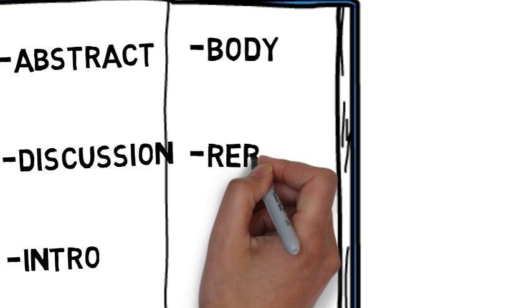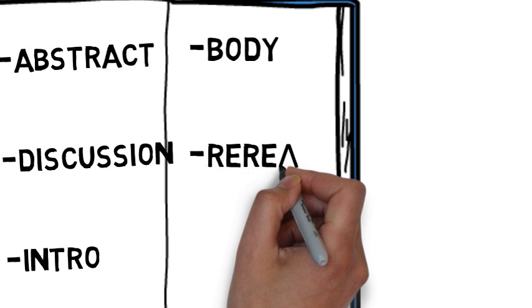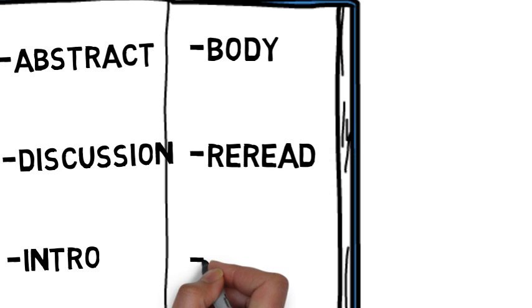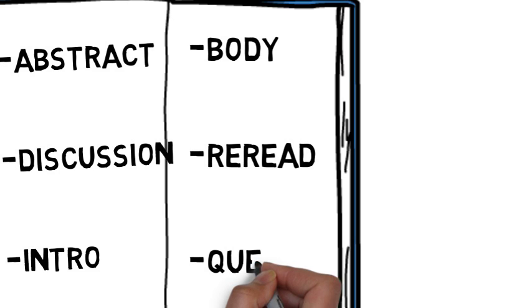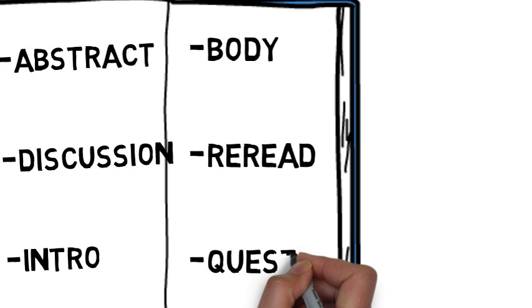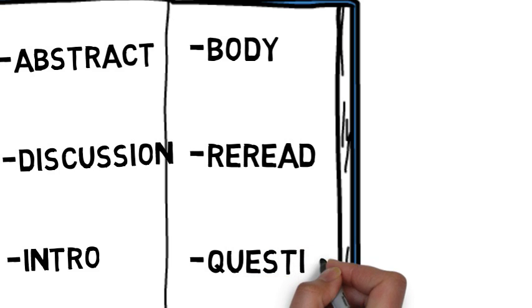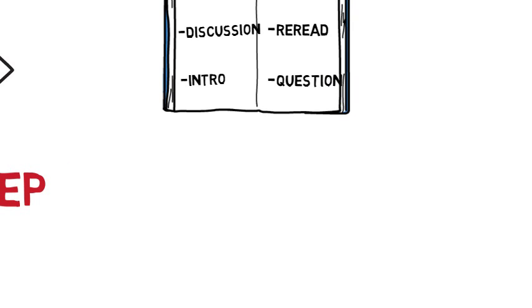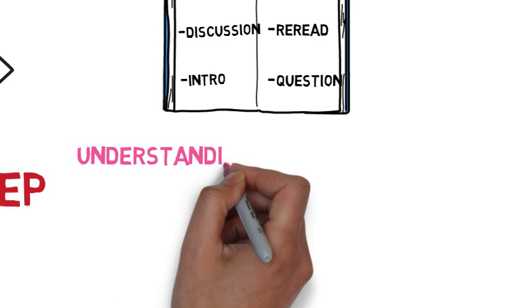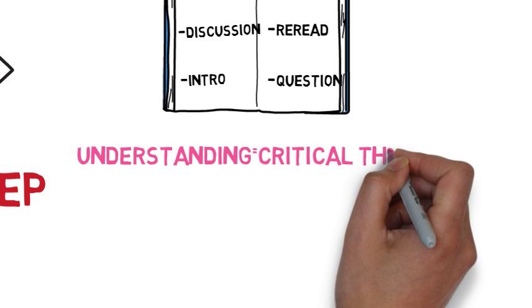And question yourself after reading. Ask yourself, what's the topic? What do I already know about this topic? Do I agree? And does the author agree with other researchers? Understanding or comprehending what you read will help you think critically on the topic.